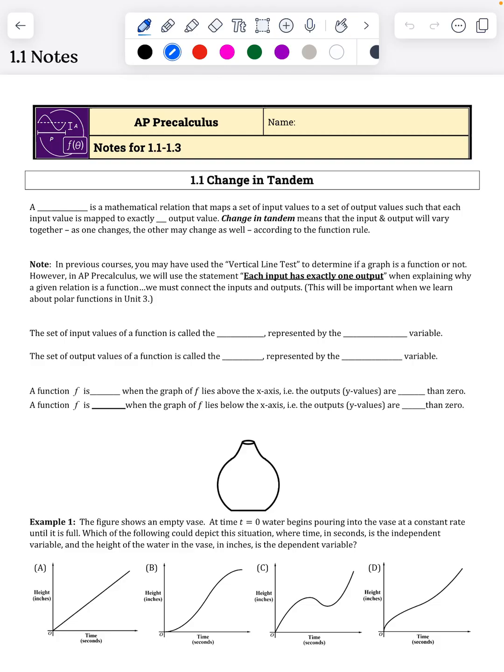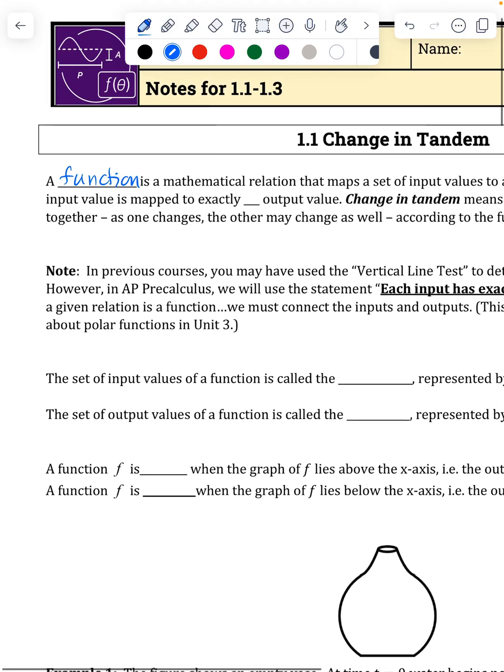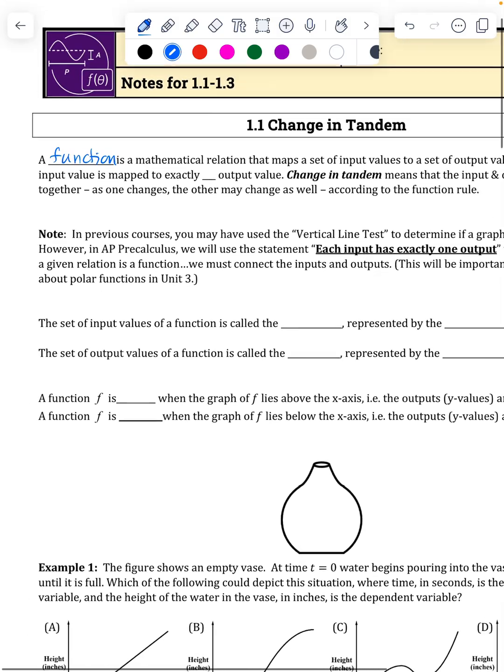All right, we are going to talk about something you have talked about many times before, and that is called a function. This is going to be a lot more concept than it is calculation, which can be actually much trickier. So you really got to think and pay attention to the words that you're reading.